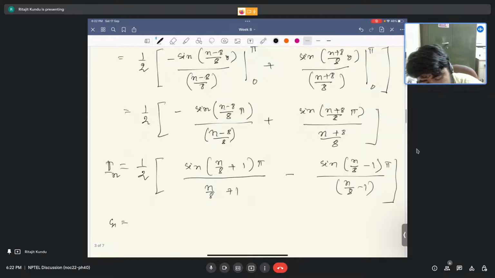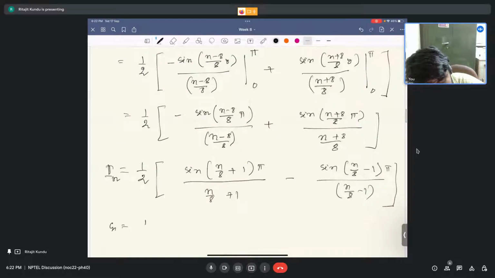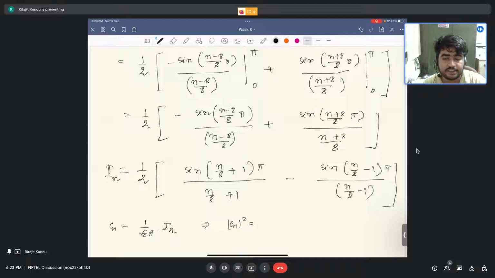So C_n is nothing but 1 by square root 2 pi times I_n. Then you calculate the mod square, and you are done with this. So you know the probability of finding the particle in the nth state: 1 by 2 pi squared times I_n squared. So you go on and plug in some numbers: n equal to 1, which is the ground state, 2, which is the first excited state, and try to see what the probability is in terms of numbers. You go ahead and do that on your calculator. This is the result we have been looking for. Is this clear? Any questions?